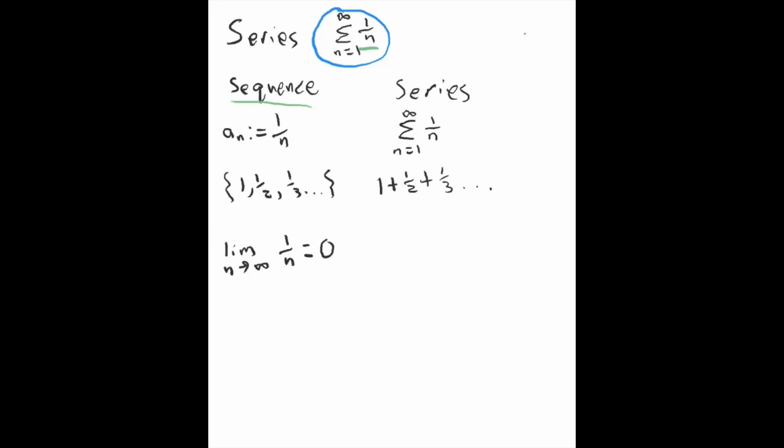A series is a summation of numbers. For example, the series of 1 over n from n equals 1 to infinity is equal to 1 plus 1/2 plus 1/3 plus 1/4, and so on. To see if a sequence converges, you take its limit as n approaches infinity. To see if a series converges, you need to use one of these tests.